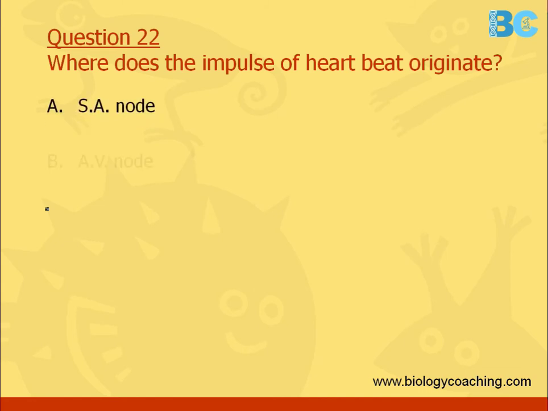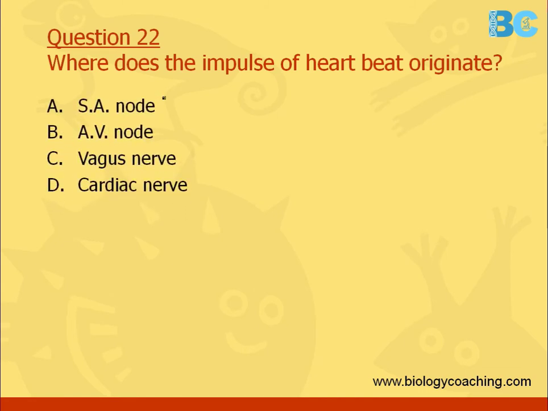Next question is, where does the impulse of the heartbeat originate? And the option is SA node. It is also considered the pacemaker, where the action potential is generated and the impulse is originated at the SA node.